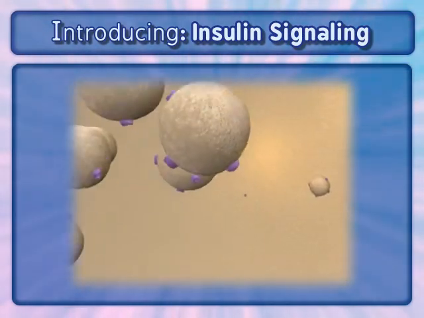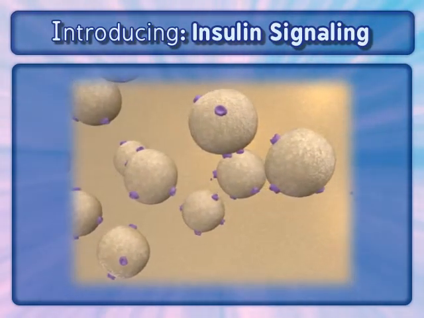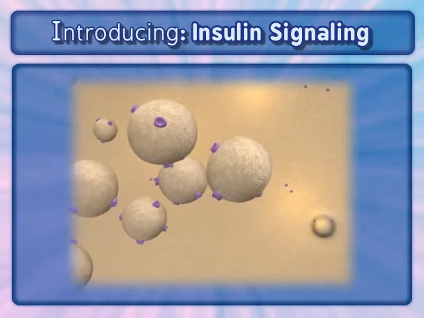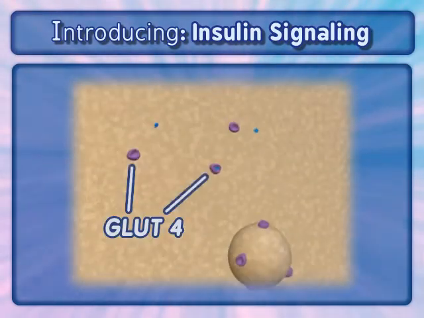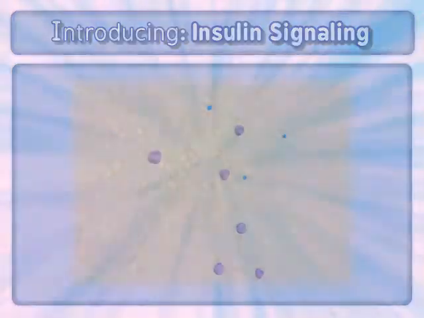In the protein recycling animation, we see a group of storage vesicles enriched with GLUT4 proteins continuously recycling from the cell membrane to an inactive location in the cytosol. GLUT4 is a protein that facilitates the movement of glucose into the cell.